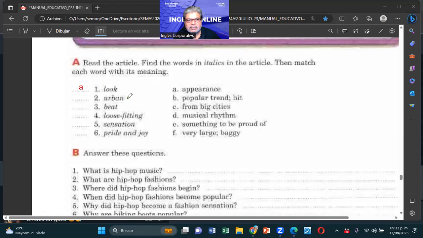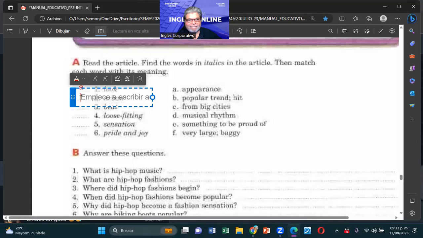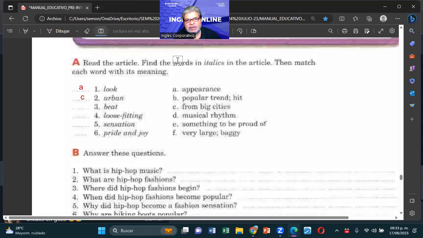Then urban, what is the meaning of urban? Very large. Popular trend. From big cities. Urban. From big cities. Correct. So it's letter D, right? What's the meaning of beat? Musical rhythm. Musical rhythm. Okay, letter D.